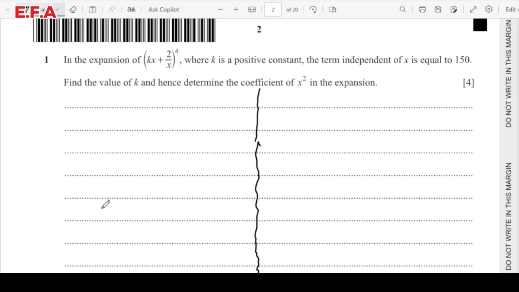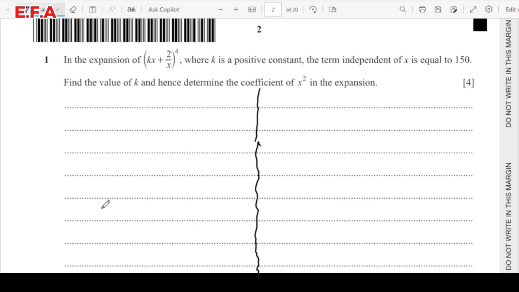In this class, we want to look at the Cambridge question. It's a Cambridge part question from 2024, November to be precise. The question before us says: in the expansion of (kx + 2/x) to the power 4, where k is a positive constant, the term independent of x is equal to 150. Find the value of k and hence determine the coefficient of x squared in the expansion.